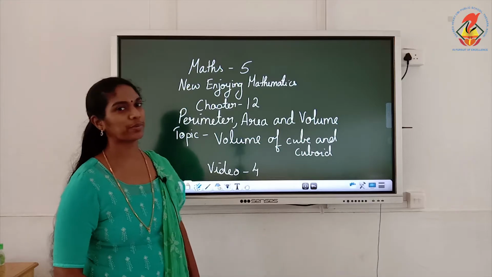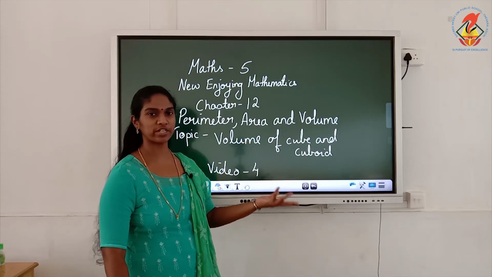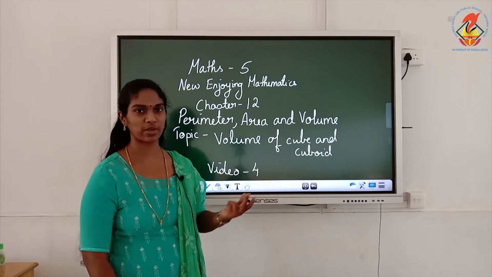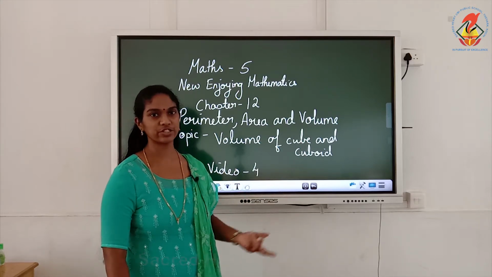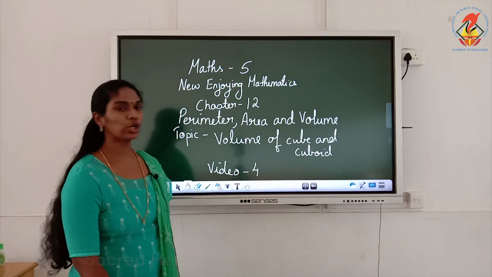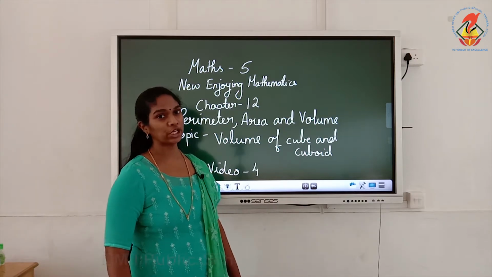Hi children, welcome back. We are moving on to the next topic, that is volume. We've already discussed what is perimeter, how to find perimeter of a square and rectangle. Then we learned how to find the area of a square, rectangle and triangle. Now we are moving on to volume. Here we will be learning how to find the volume of a cube and cuboid.